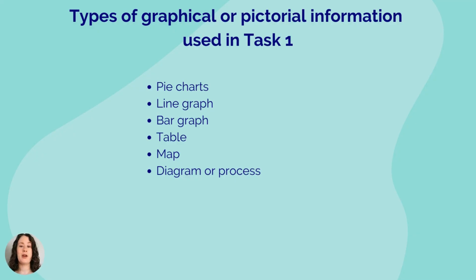As you may be aware, in Task 1 of the Academic IELTS Writing Exam, you will need to write a descriptive report of around 150 words from the information that you have been given. This information can be presented to you in a variety of ways. The top ways it is presented are through pie charts, line and bar graphs, tables and maps, as well as diagrams or processes.